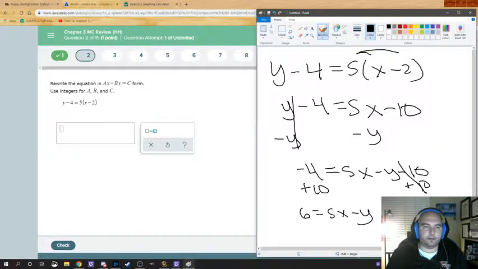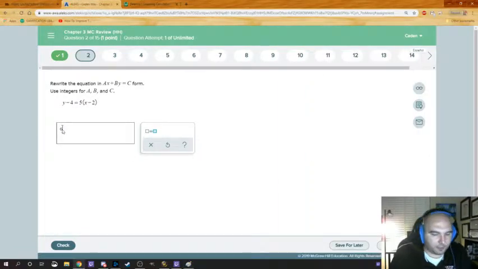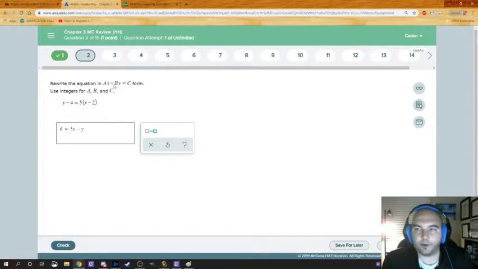6 equals 5x minus y. Okay, 6 equals 5x minus y. You'll notice I'm writing 6 first, which is the c. You don't have to write it in that exact order. If you write it reverse, it accepts it.